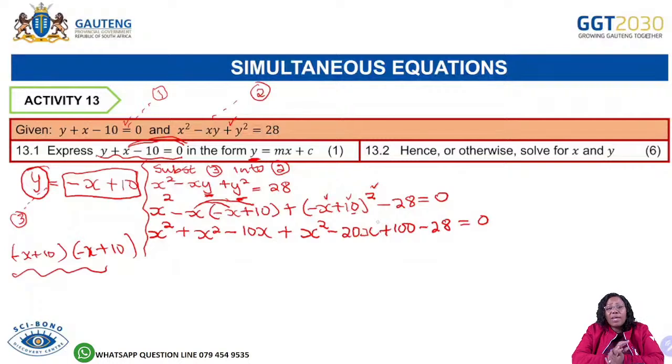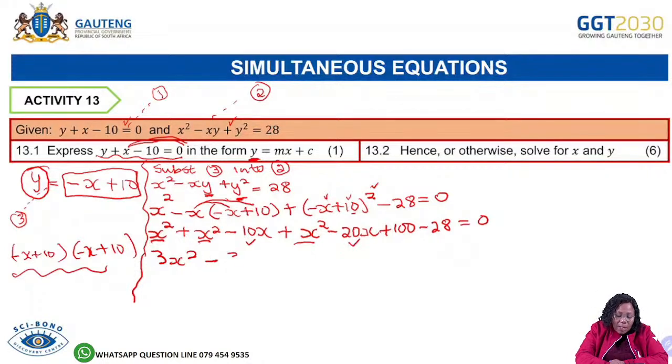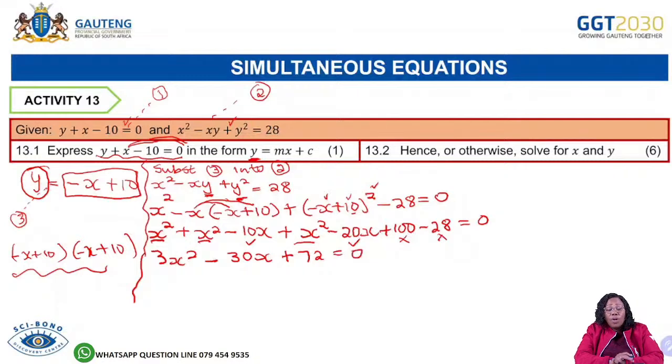Okay. And then the next step, we will be looking at the like terms now, grade 12. We are checking the like terms. That will be x squared plus x squared, which is 2x squared, plus another x squared, that is 3x squared. Minus 10x minus 20x, that is minus 30x. And the 100 minus the 28 there is giving us plus 72 equals 0. You can work with this equation using the quadratic formula, it's fine.